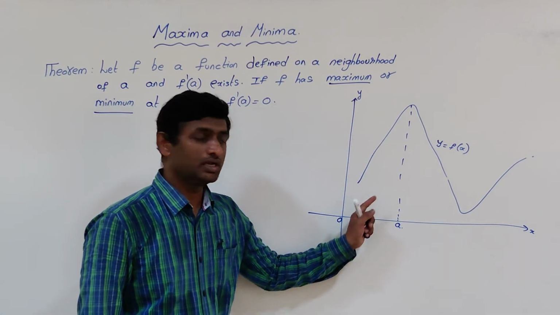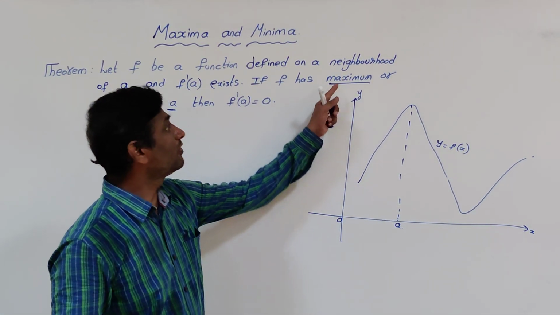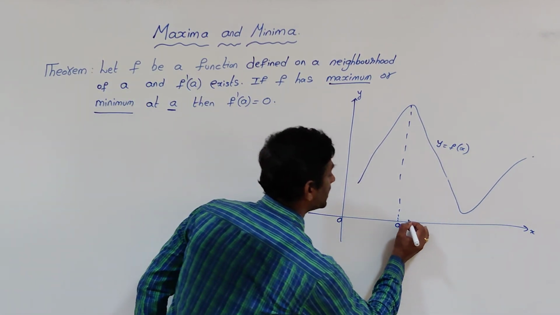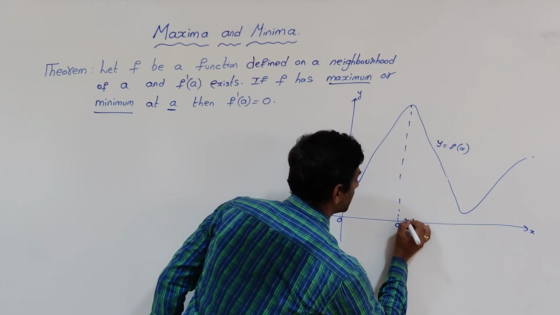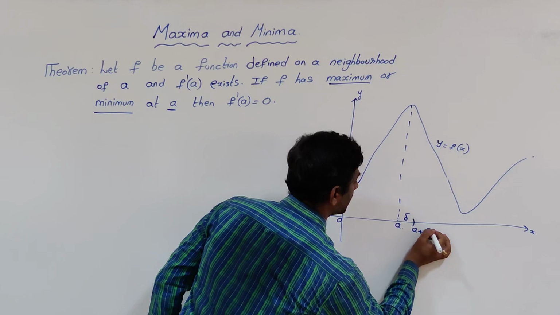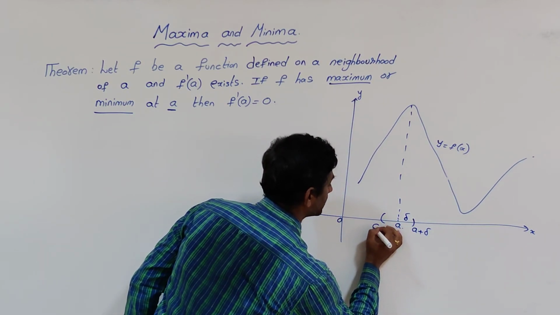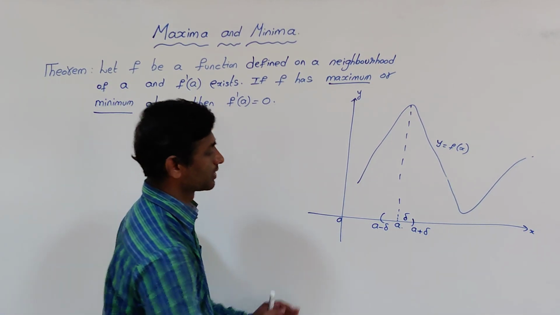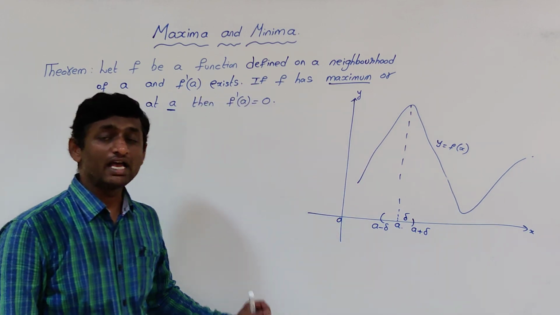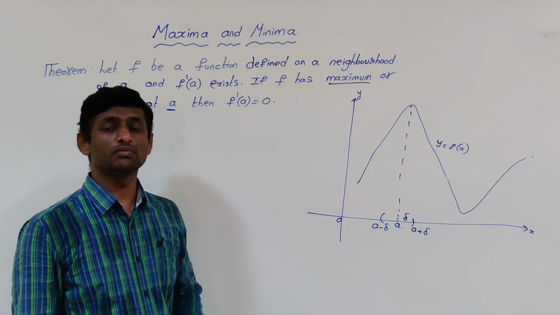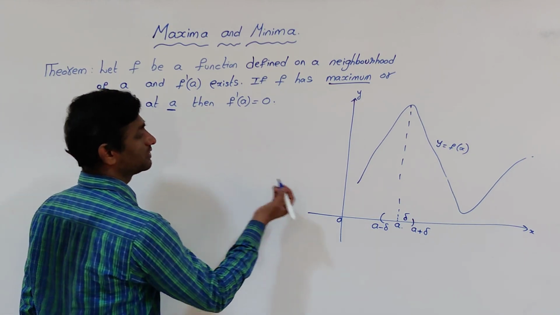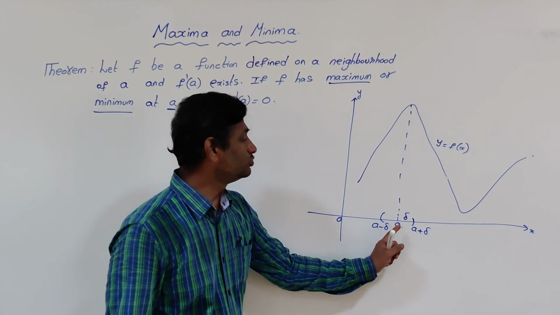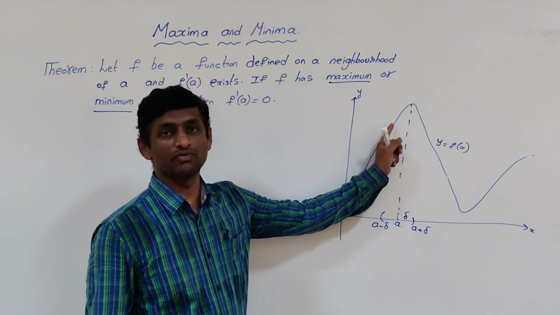So f is a function defined in the neighborhood of a, means we have to take a small neighborhood of a with some delta distance. So if I choose delta distance, this will be a plus delta, and this will be a minus delta. I hope that this graph is clear for you. Now in this interval, as per the definition of maximum, when we can have a local maximum is when all the values should be less than or equal to f of a.